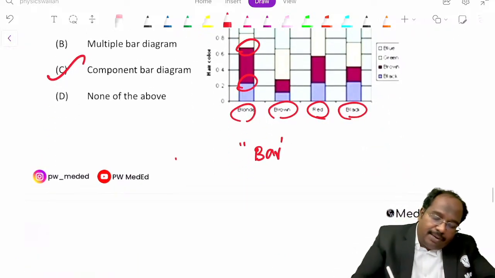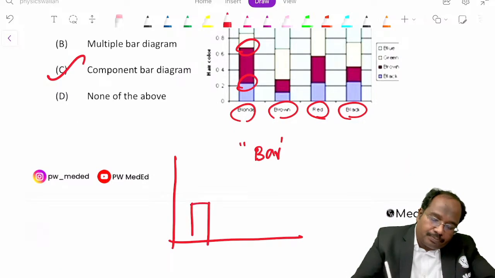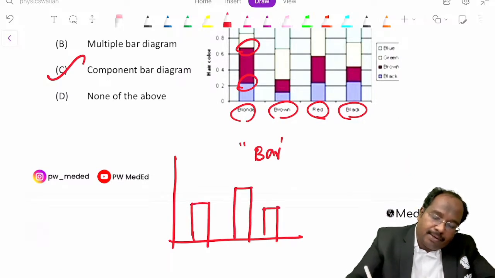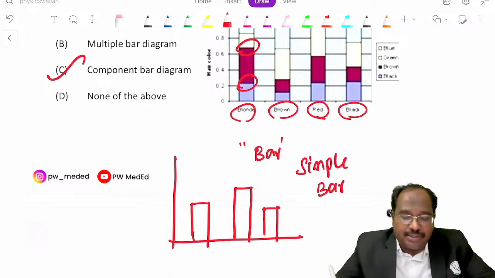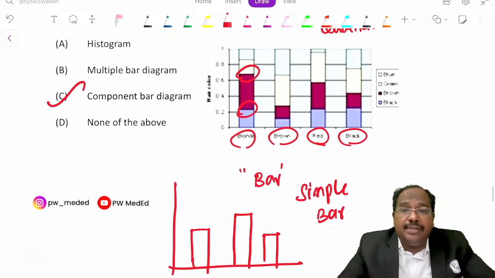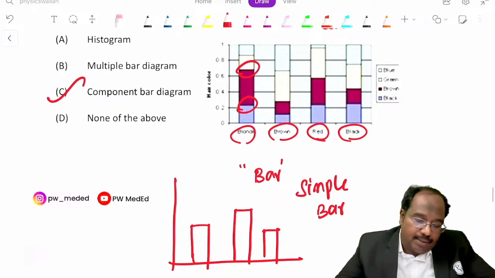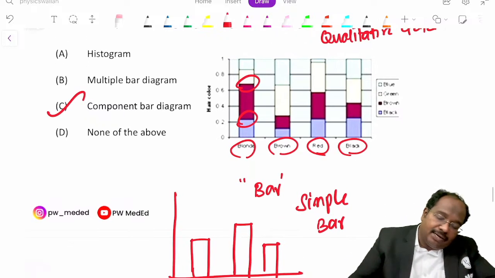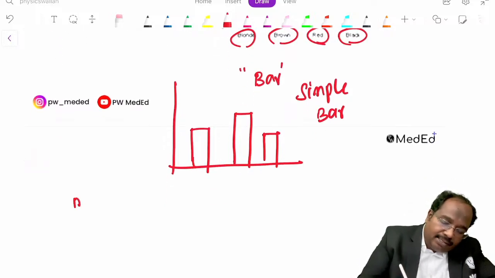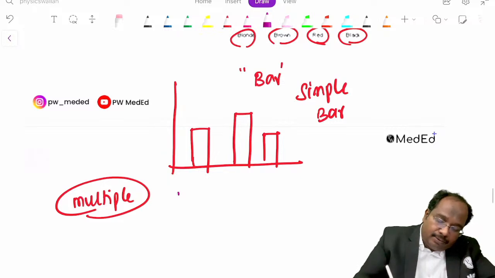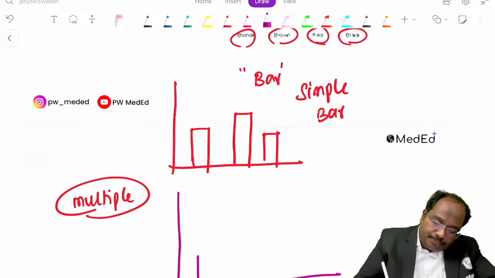Just a bar will be like this. This is a simple bar chart. Within the bar itself, more variables are compared, 2 or 3 variables are compared here. This is a component bar chart. How will the multiple bar chart be? A multiple bar chart will be like this.